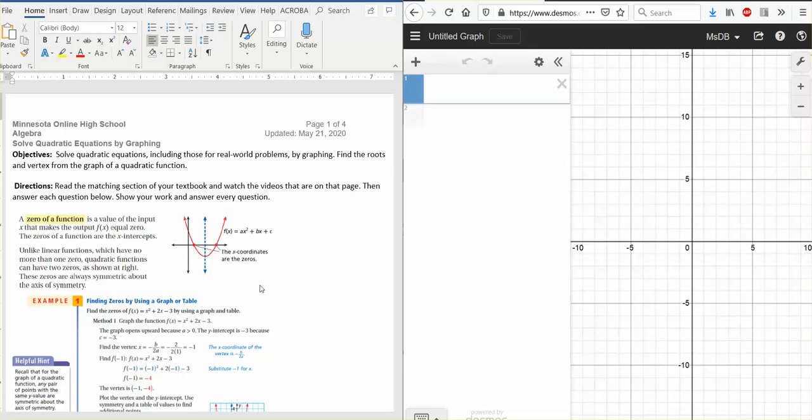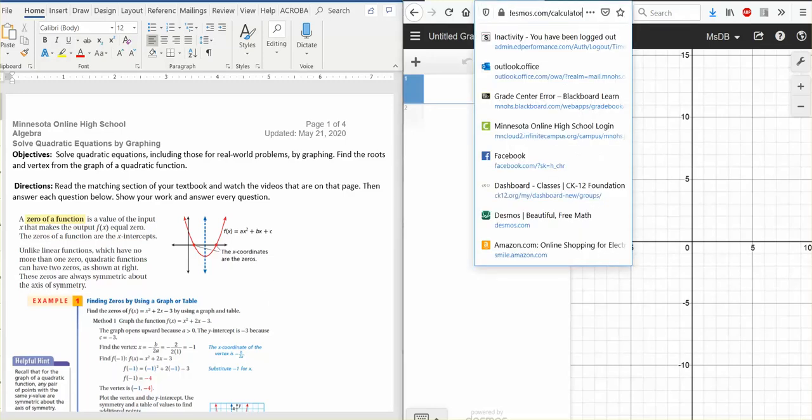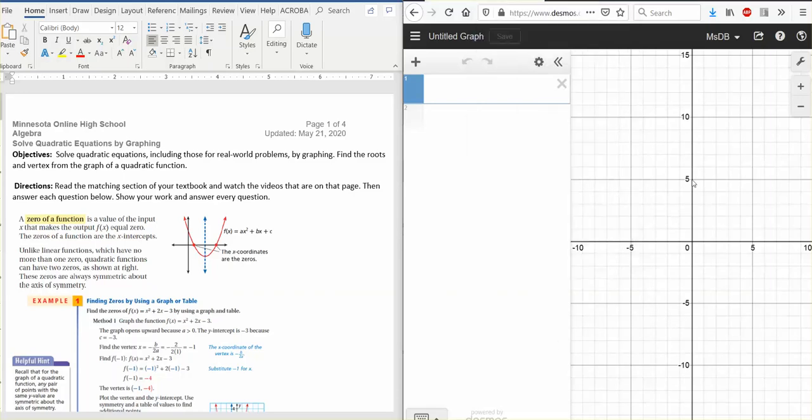In this video, we are going to solve quadratic equations by graphing. So you see I've already opened up Desmos. It's just www.desmos.com/calculator. And you can use this to help you graph and find the solutions for these problems.